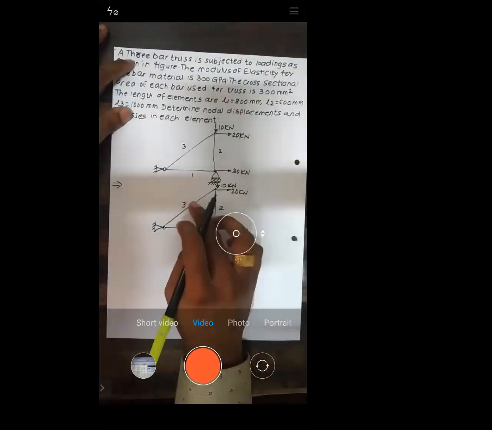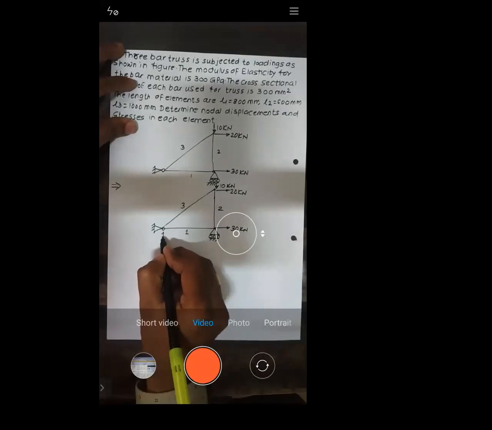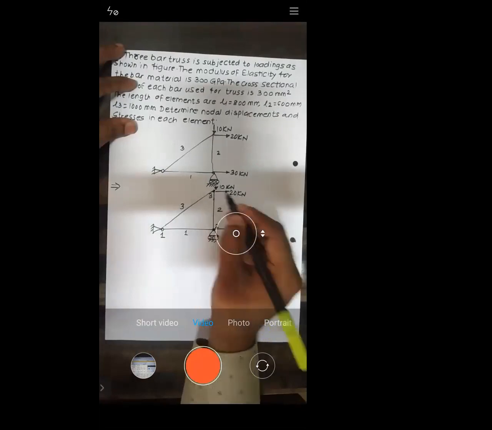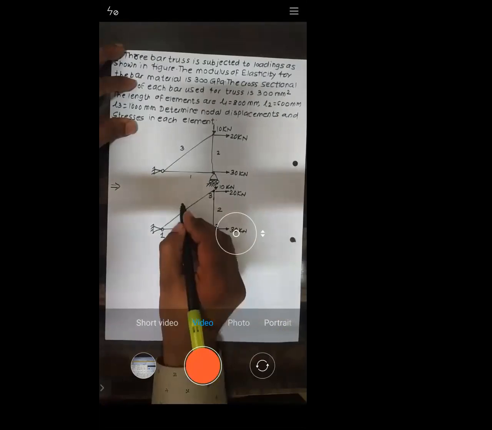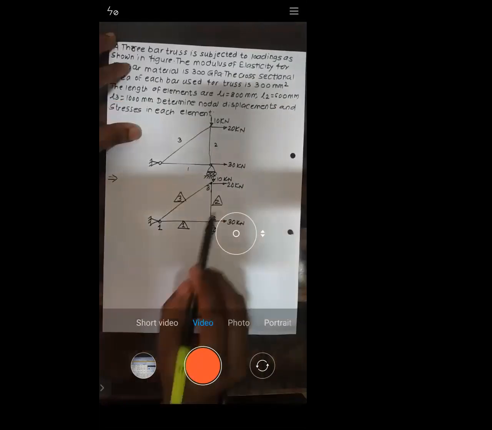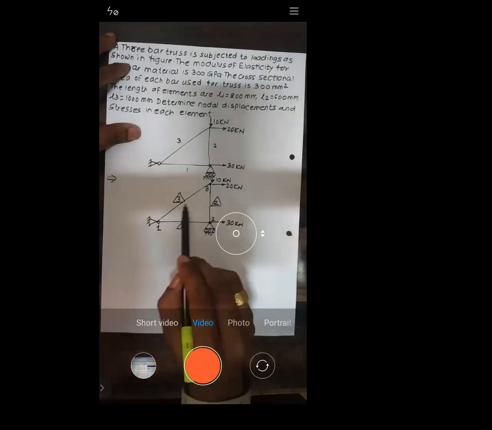We need to number the nodes. So I'll go here, this is 1. Then I will assign this as 2, this is node number 2. This I will call node number 3. And assign the elements like this: element number 1, element number 2, element number 3. This is node 1, node 2, node 3. Element number 1 is between 1 and 2, element number 2 between 2 and 3, and element number 3 between 1 and 3.